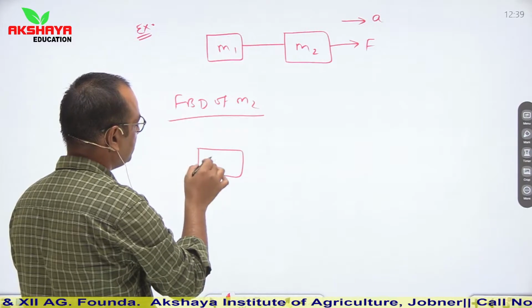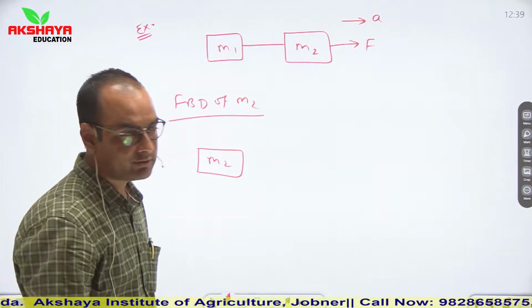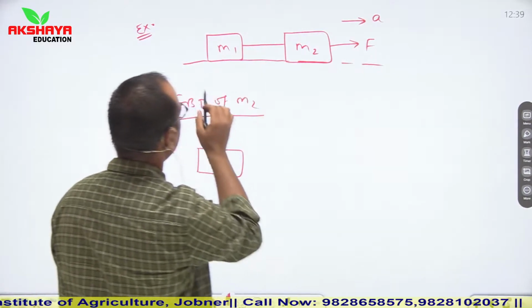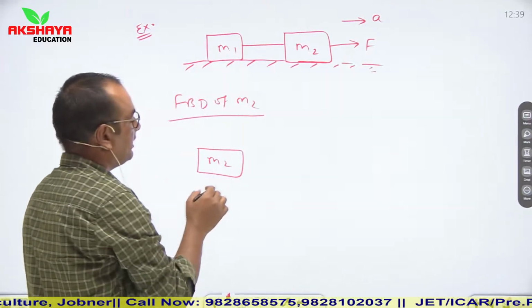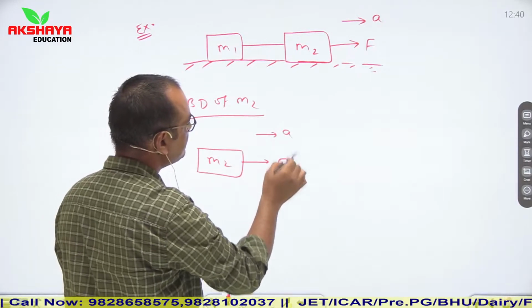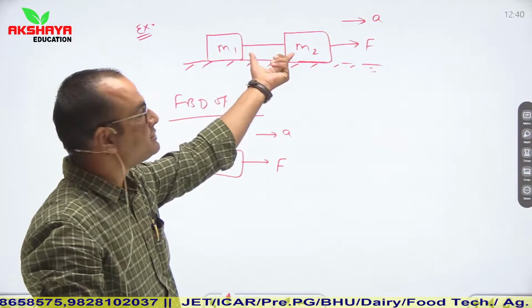So this is M2. Net force is in X direction. Let us say these are placed on a plane. This way, so this is the direction of force F. This is the direction of net acceleration. Here, let us see, they are connected by a string.